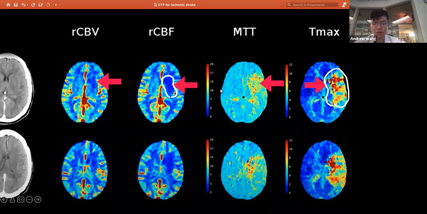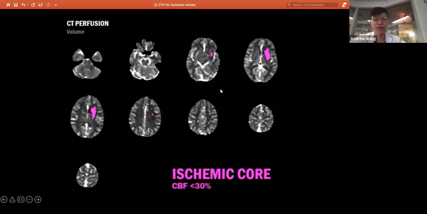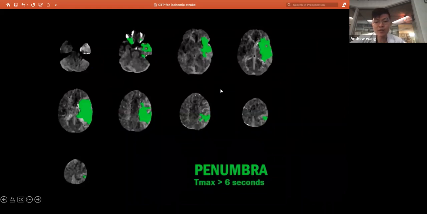Studies have looked at whether cerebral blood flow or cerebral blood volume is the better predictor for the ischemic core. The study found that cerebral blood flow is actually better than cerebral blood volume in determining the ischemic core volume. And for the ischemic penumbra, which is the area that is potentially reversible, the most widely validated definition nowadays is time to max delayed more than 6 seconds.